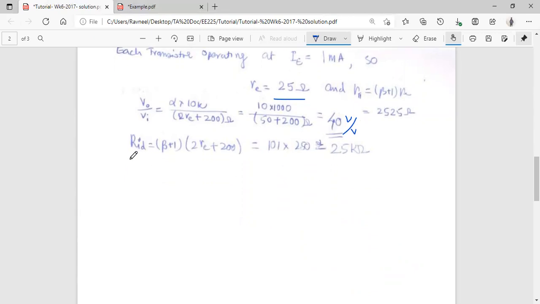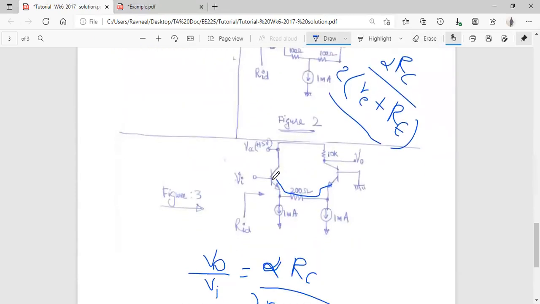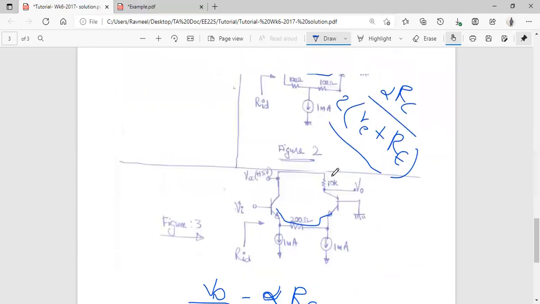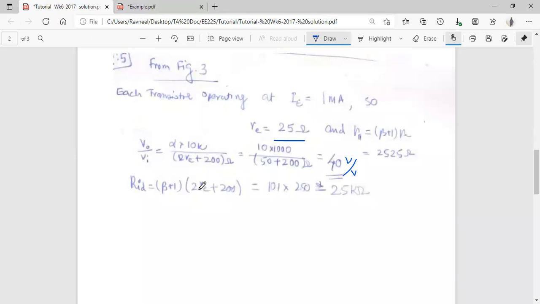Then finding our input resistance is basically equal to beta plus 1 times the value that we have over here, the total resistance from this BJT to this particular BJT. In that case, 2 times small RE is 50 plus the shared RE is 200, that is 250. And beta plus 1 is 101. So that would be 101 times 250. So our RID is approximately equivalent to 25 kilo ohms.